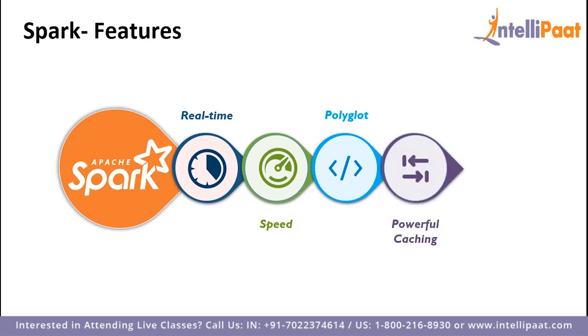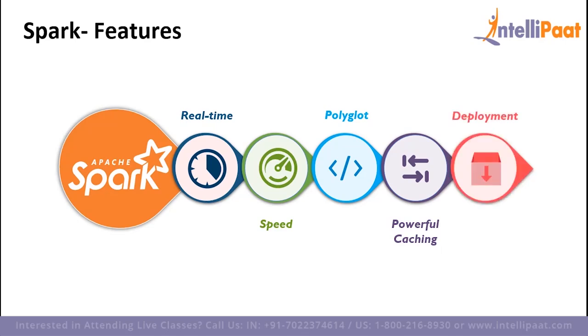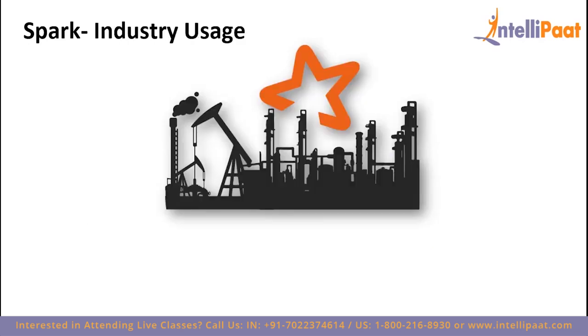Spark also has powerful caching. It has a simple programming layer which provides powerful caching and disk persistence capabilities. And Spark also provides multiple deployment modes. It can be deployed through Mesos, Hadoop via YARN, or Spark's own cluster manager. Now, Spark's impact was such that from small startups to Fortune 500s, almost every single company started adopting Apache Spark to build, scale, and innovate their big data applications.